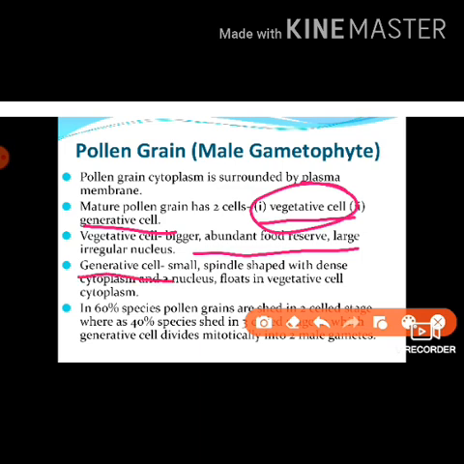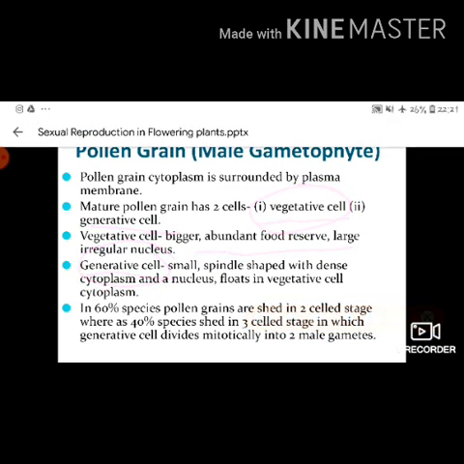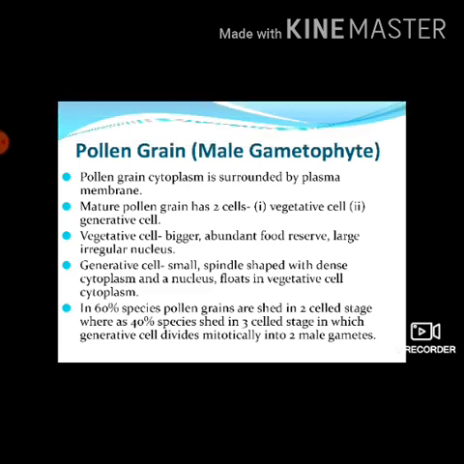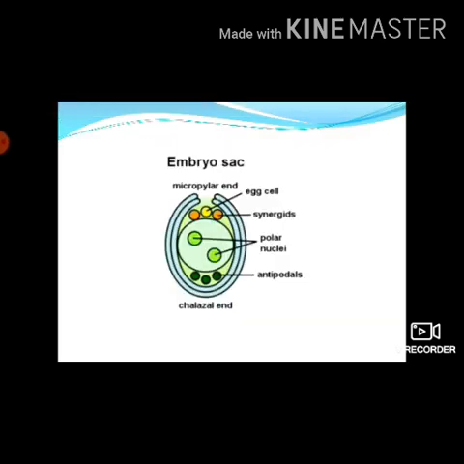And the next one, the generative cell: from the generative cell there is formation of the pollen tube during fertilization. With the help of the generative cell, they are going to produce the pollen tube for the fertilization. Okay, these are the important points regarding the male gametophyte or pollen grain.